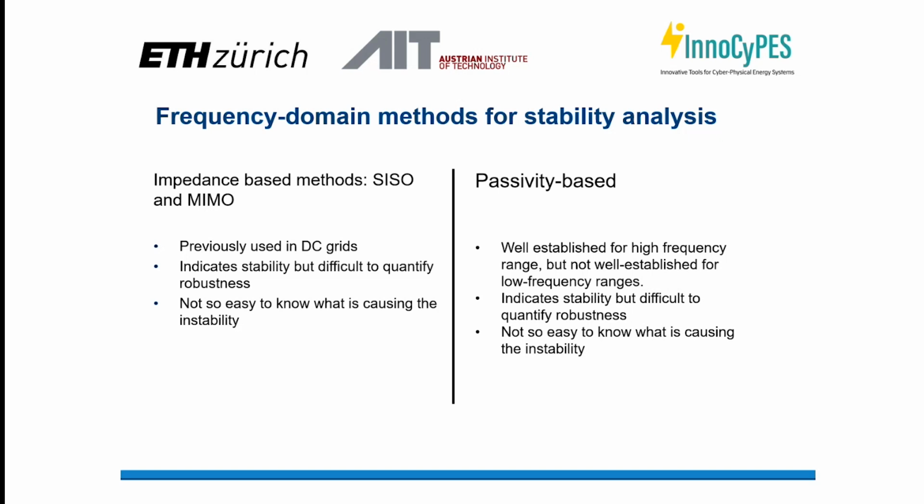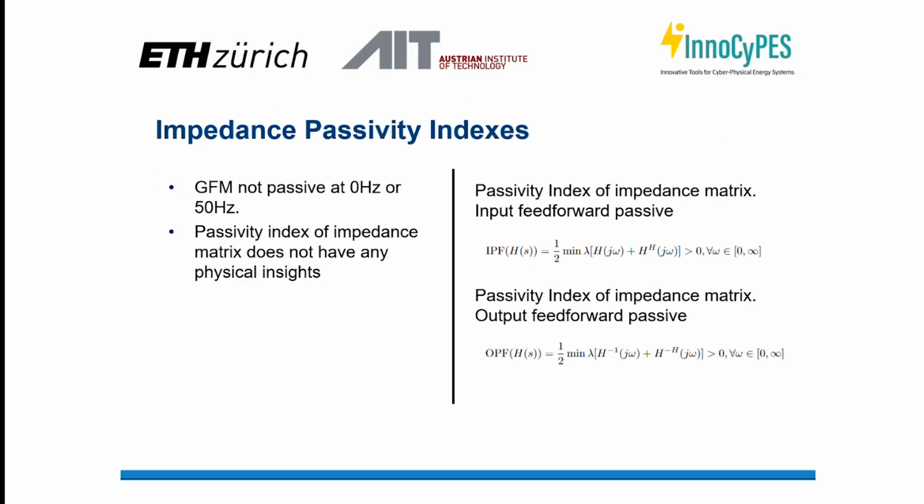Basically, it shares the same problems where we cannot detect where the instability is coming from. So let's start with passivity. Here we have two indexes. The first one is the input feed-forward passive index. So remember the H systems that I just showed.